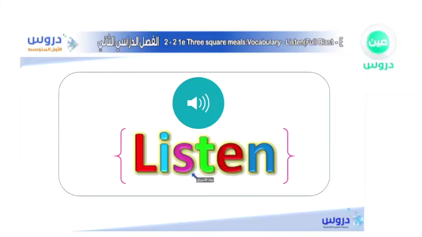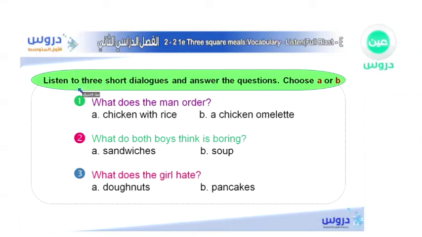Okay, so we're gonna listen now. I'm gonna read something, and I want you to listen and answer the questions, okay? Listen to three short dialogues and answer the questions. Choose A or B. Whenever we have something like this, what do we have to do first? We have to take a moment and read the question and the options, so that everything will be quite clear to you, alright? So take a moment and read this with me.